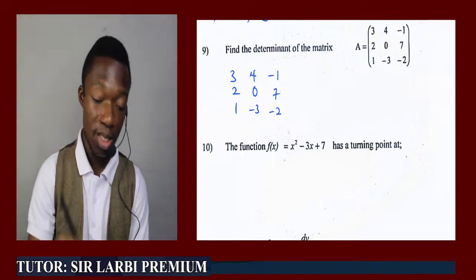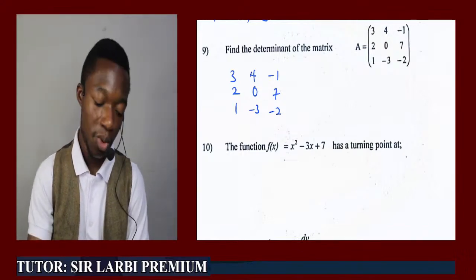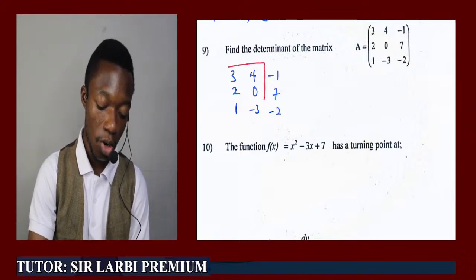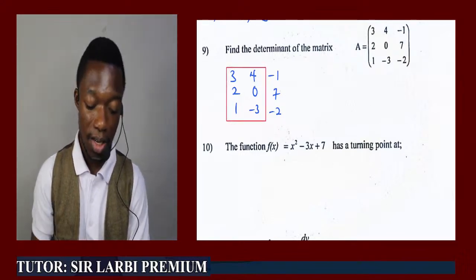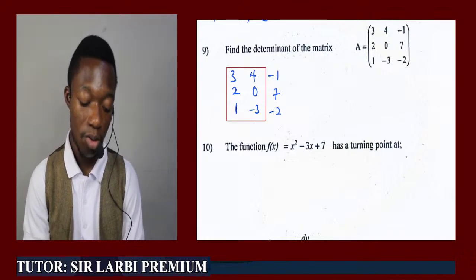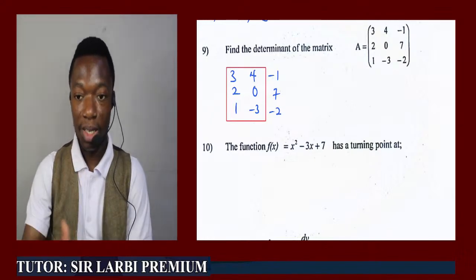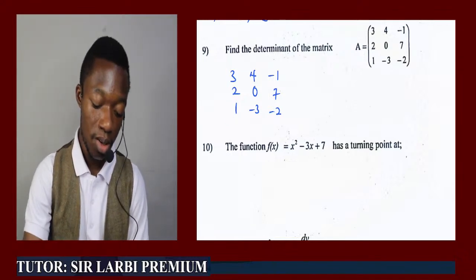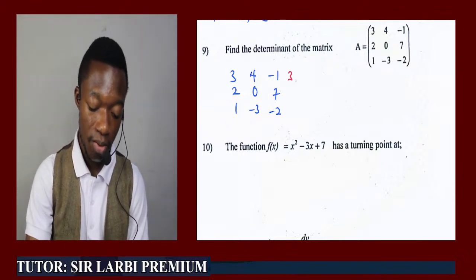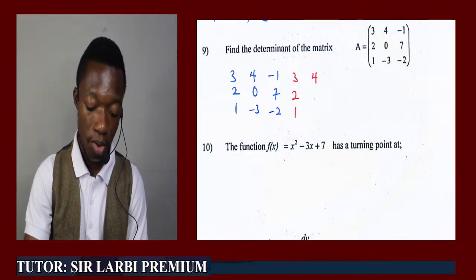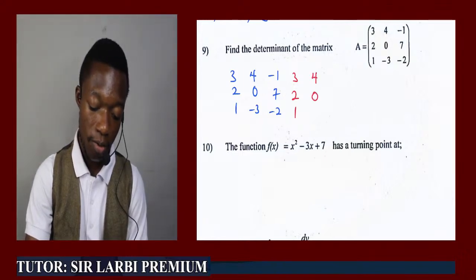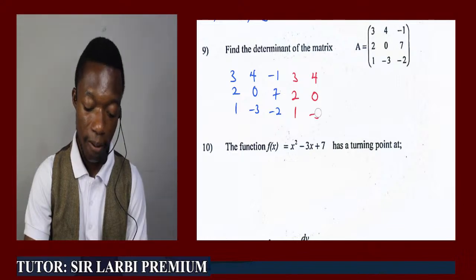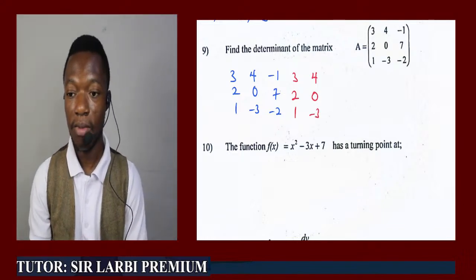Once I'm done with the repetition of the original matrix, I'll then have to repeat the first 2 columns of the original matrix. So this one, 3, 4, negative 1, 2, 0, 7. I'm going to repeat it as an addition to the original matrix here. So we will have 3, 2, 1. Then we have 4, 0, negative 3.